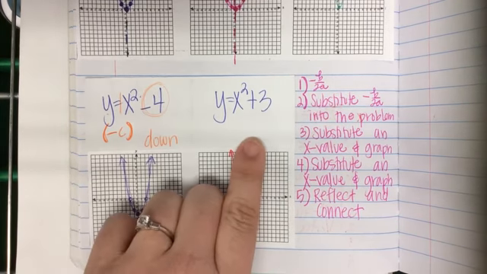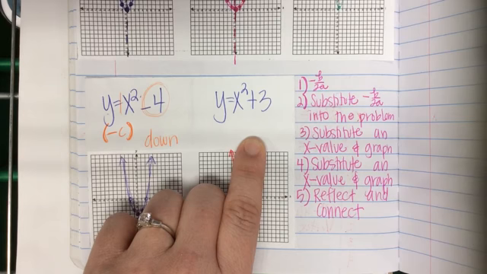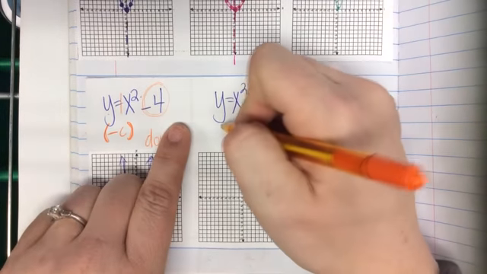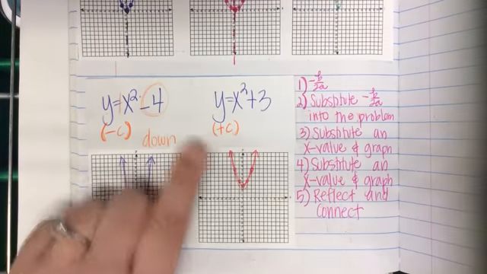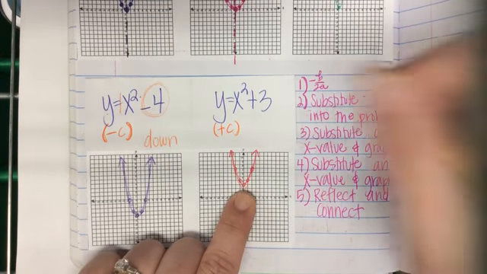What happened here? It has a positive C value, right? And what happened to it? It went up.